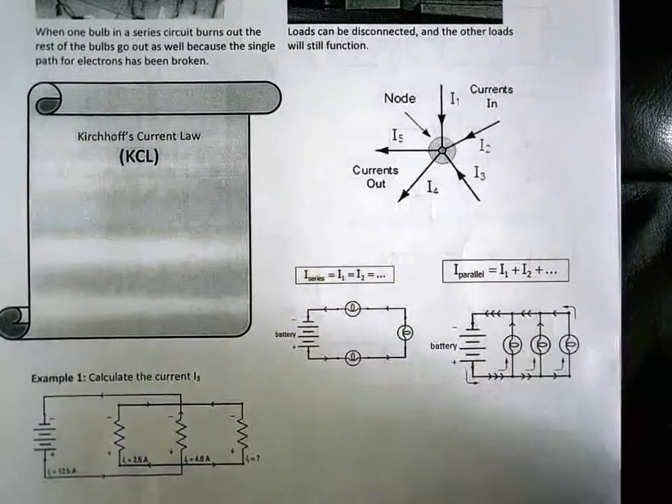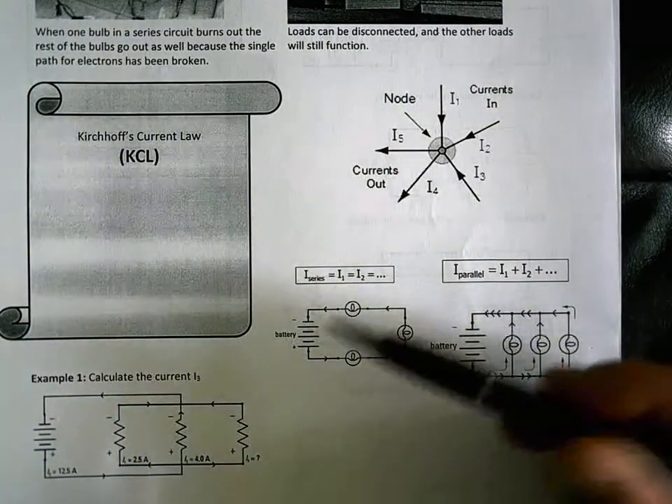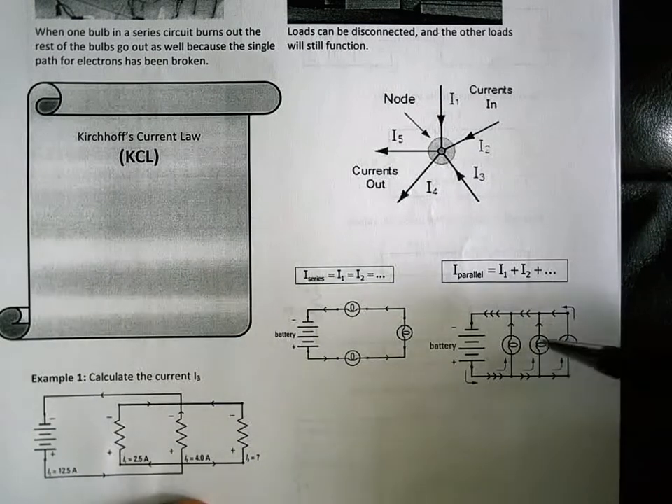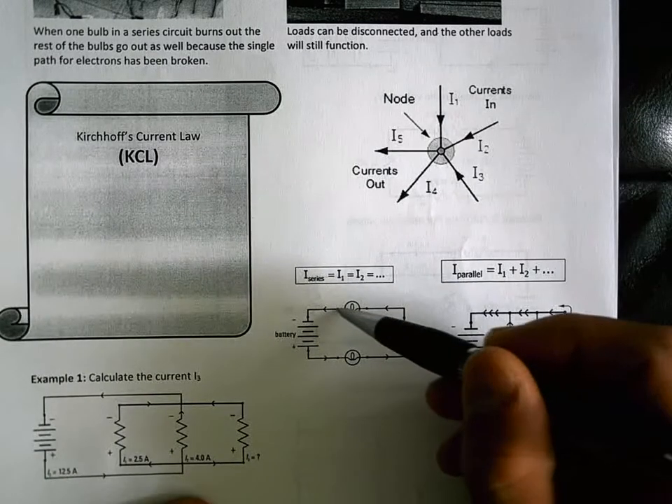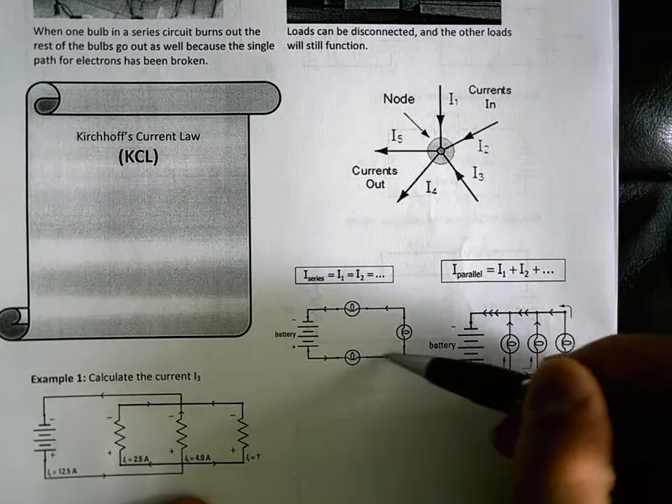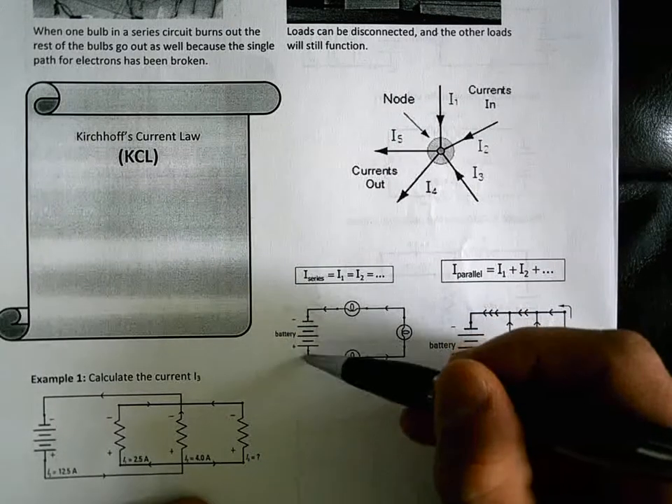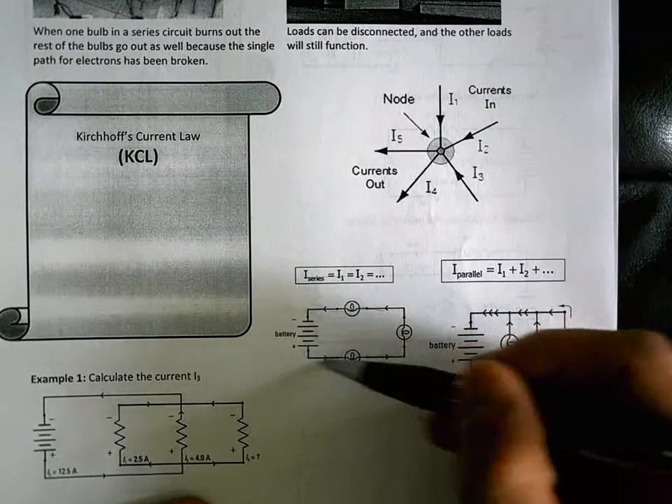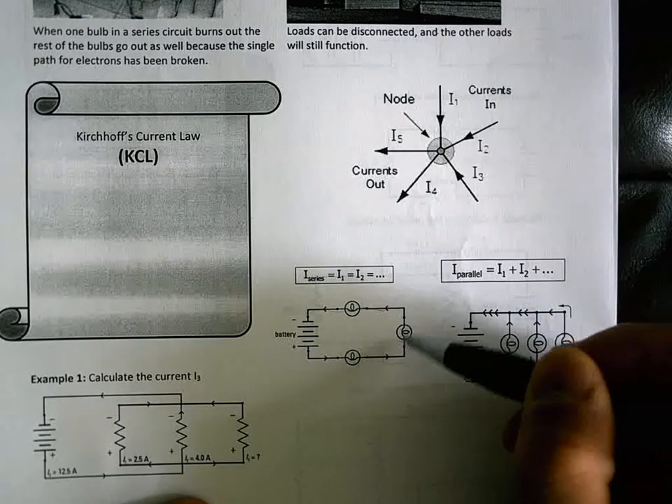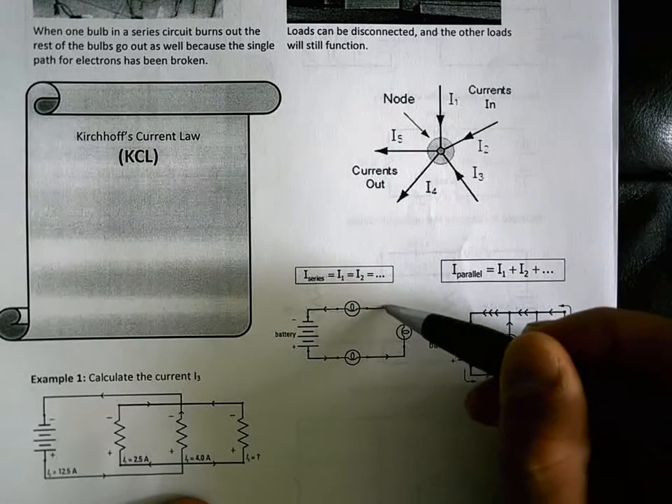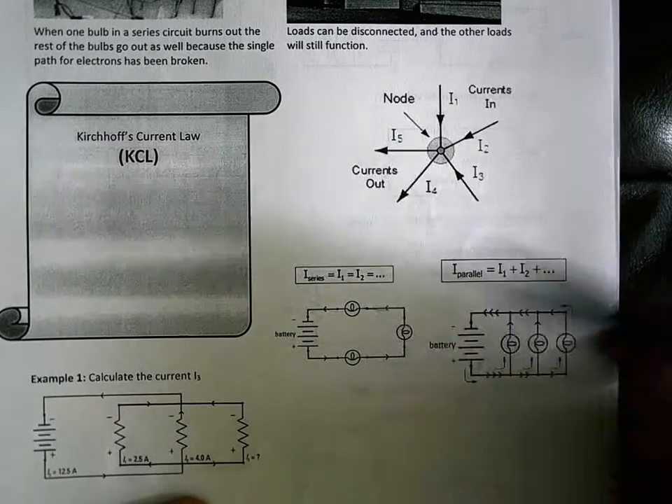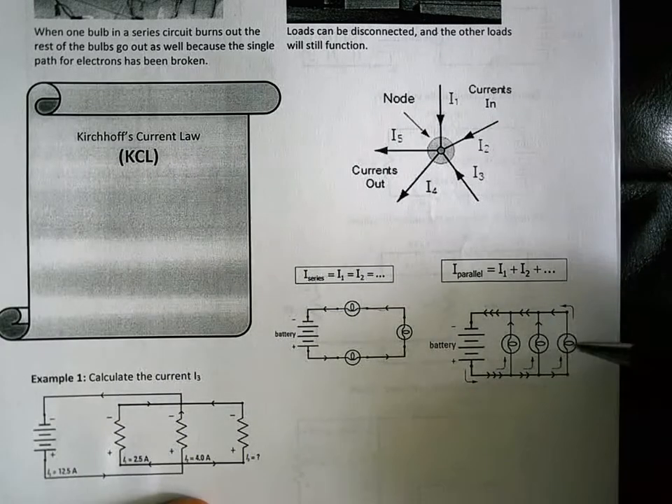We can look at how this applies to two types of circuits that we've learned, the series circuit and the parallel circuit. In a series circuit, the river is basically flowing in one path like this. So the current is always the same. If I look at any node, the current in is the same as the current out. So this is easy.